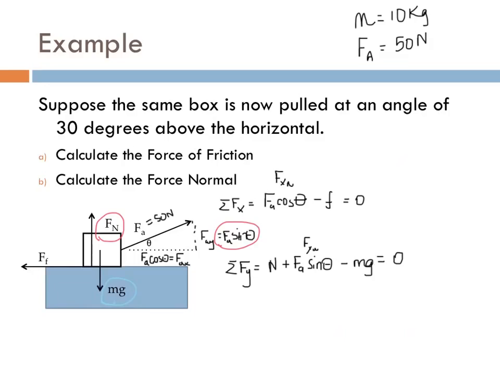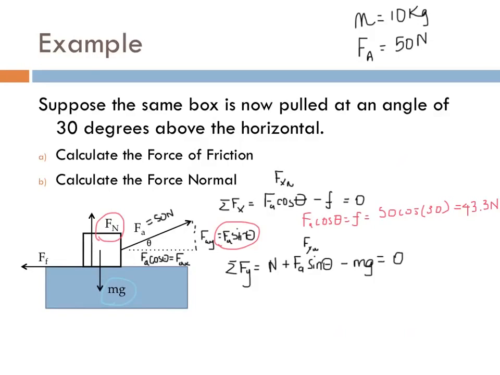So if I'm trying to solve for my force of friction, this simply becomes my force applied times the cosine of theta is equal to friction. So we said my force applied was 50 newtons, times the cosine of 30 degrees, which is equal to 43.3 newtons. So that's my force of friction.